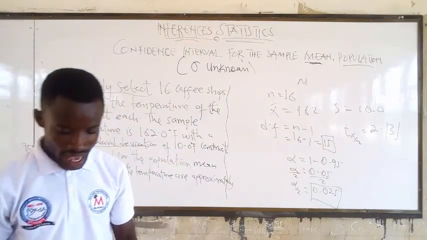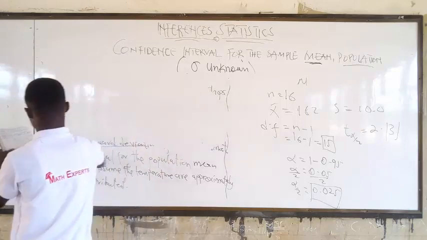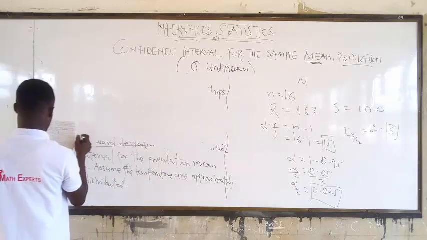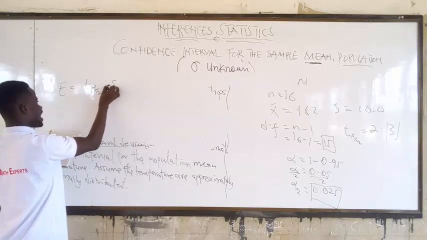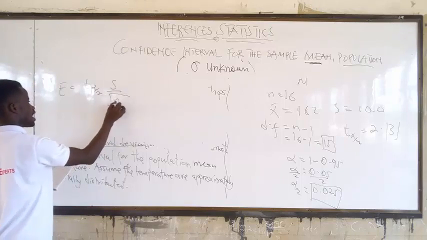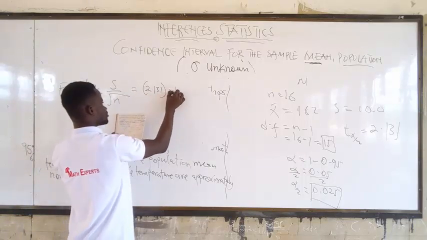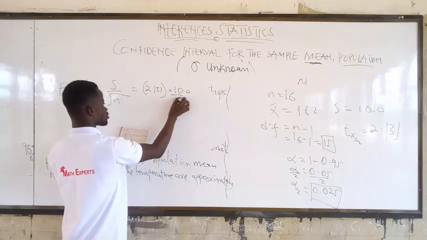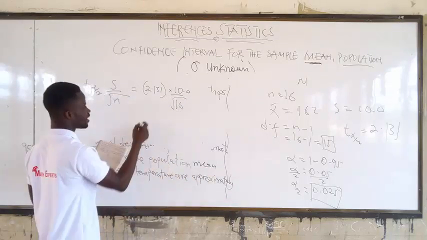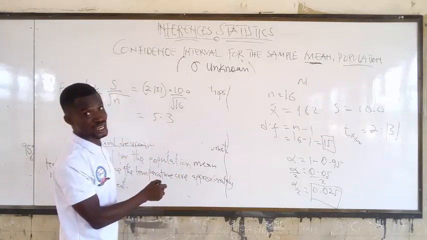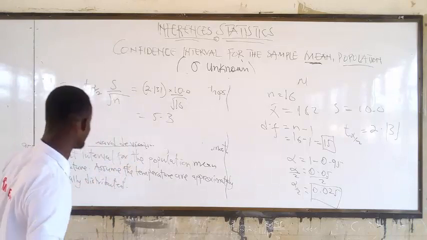Beautiful. And now that you know your T alpha over 2, then the work becomes easy. Because you just go for the margin of error, which is T alpha over 2 times S over square root of n. And that's going to give you 2.131 times 10.0 over square root of 16, not 15. The 15 is the degree of freedom, the n is 16.